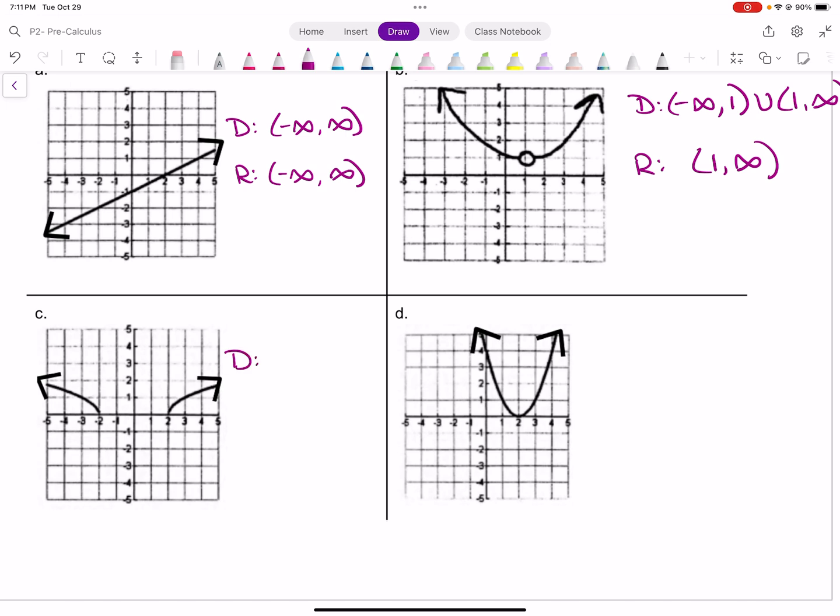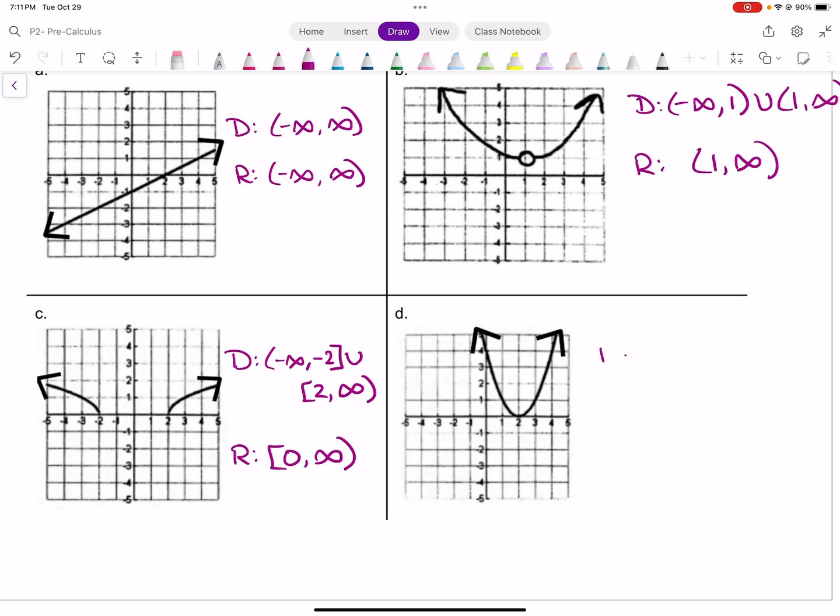For C, my domain is -infinity to -2, and then again +2 to +infinity. Even though I don't see big points there, if it was meant to be open, you would see a very clear open circle. And then my range, 0 to infinity.